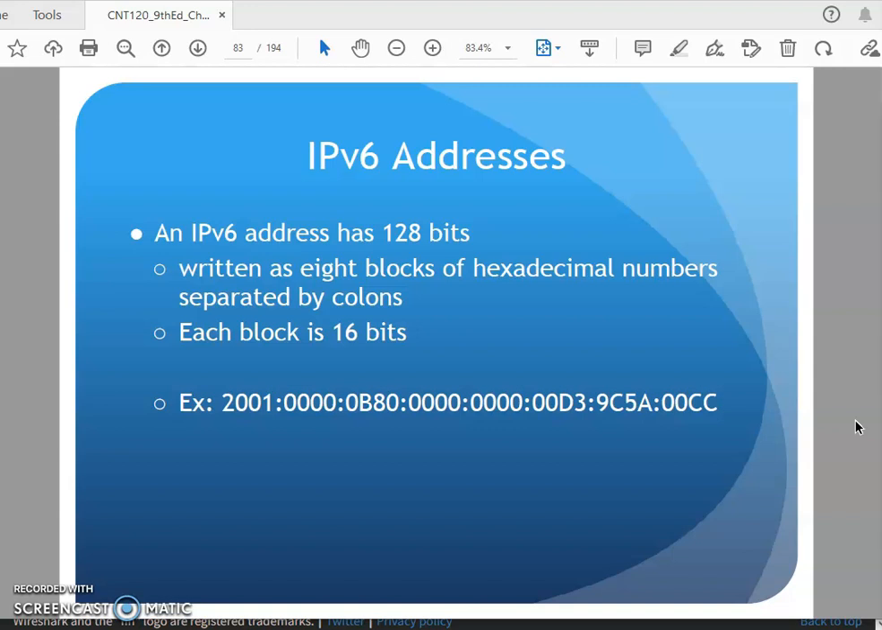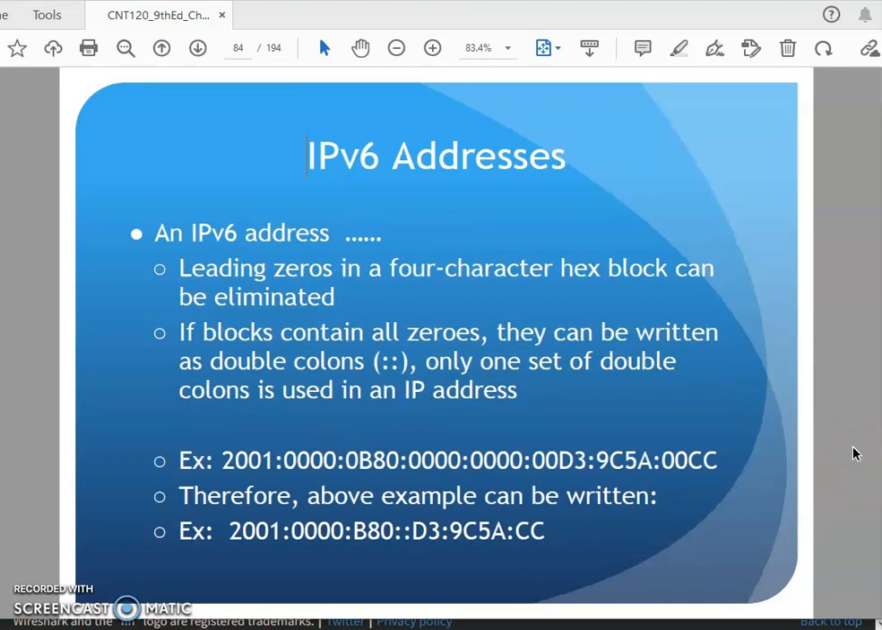An IPv6 address has 128 bits, typically written as 8 blocks of hexadecimal numbers. So here, this is a block. This is actually 16 bits because 2 hex digits is 8 bits, and 2 more would be 16 bits. So our 8 blocks here, 8 blocks times 16 gives you the 128 bits. There would be a full IPv6 address.